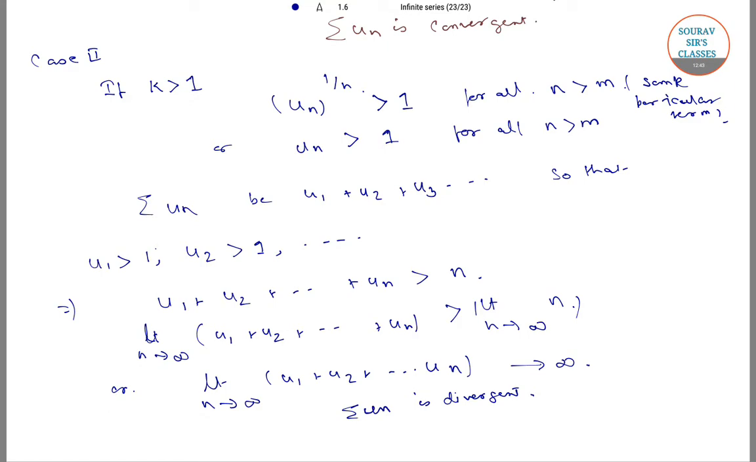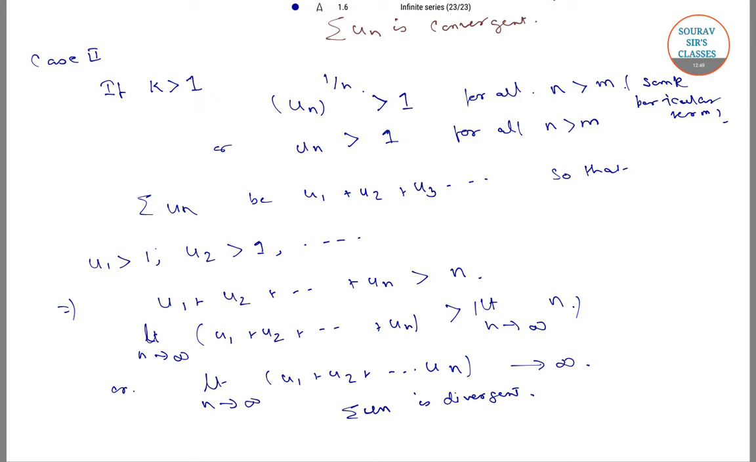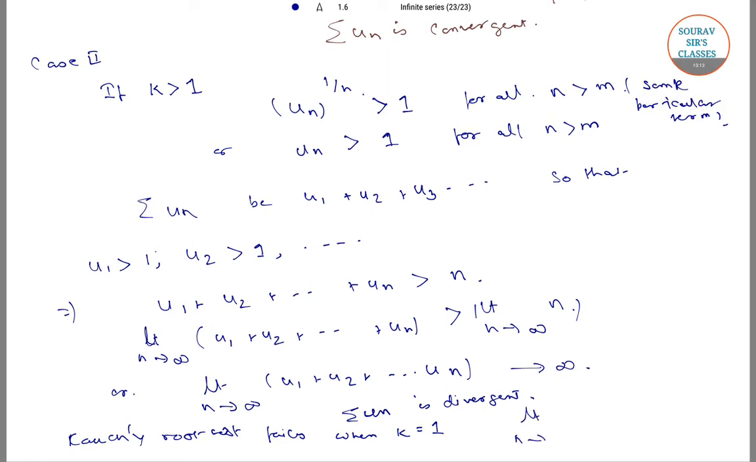Thus we have proved the Cauchy root test. Note that Cauchy's root test fails when k is equal to 1. That is, when limit n tends to infinity un raised to the power 1 by n is equal to 1, then the Cauchy root test fails.